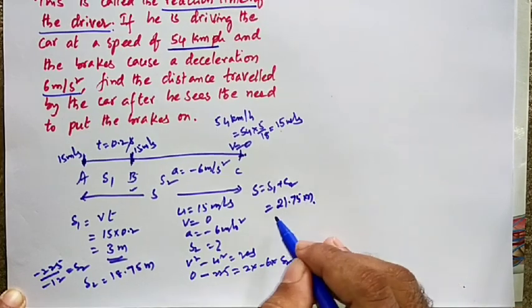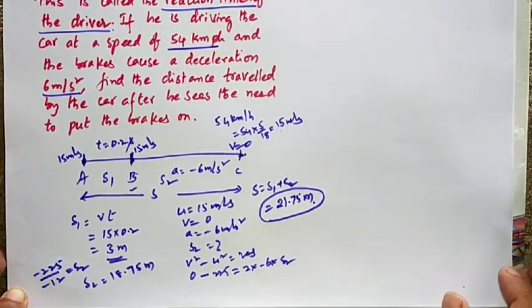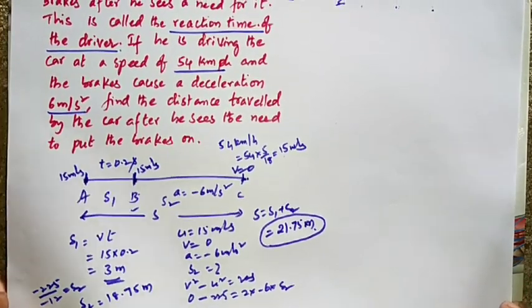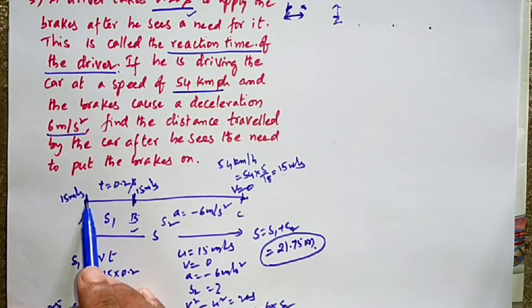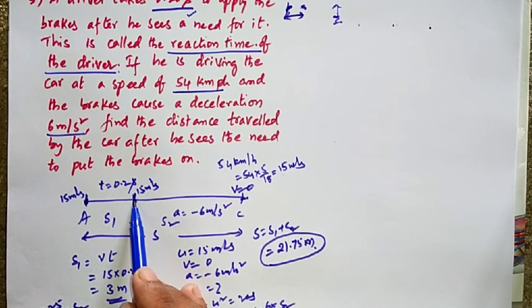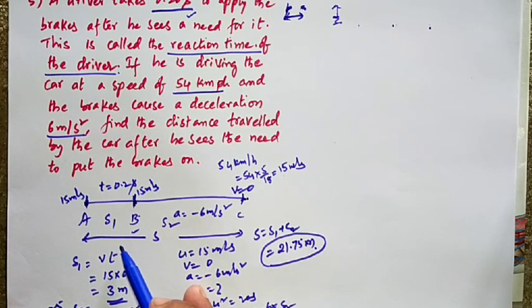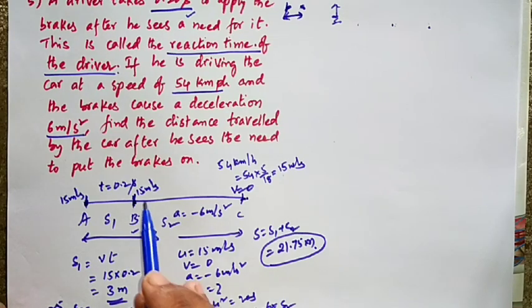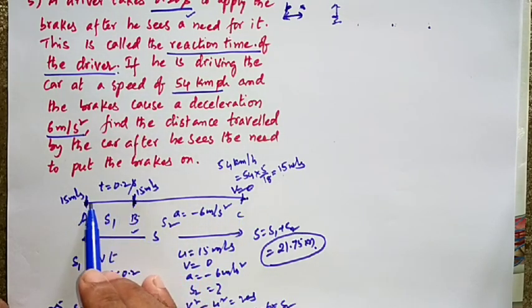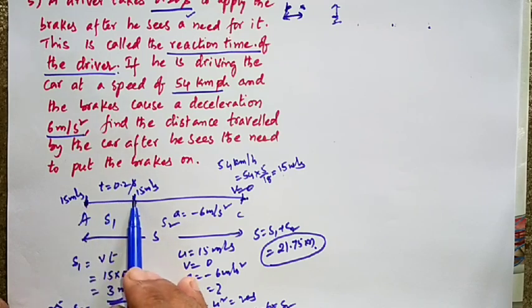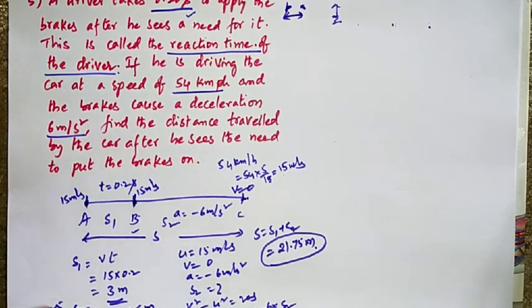21.75 meters. This is our answer. Got it? So be careful while solving this kind of problems. Reaction time. During the reaction time also the body travels. That distance also you need to calculate. Okay, students will calculate from this onwards. During the time of reaction also the body travels with uniform speed. Remember this point.